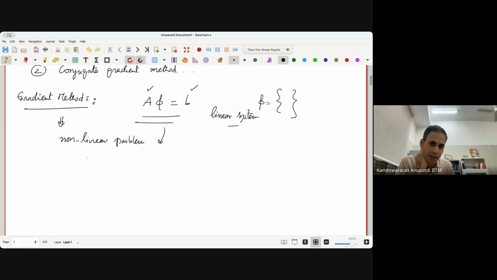They construct another non-linear problem from A phi equal to b. So they construct something known as a function, a function Q, which is a function of phi. Although I am not explicitly writing anything here, you all realize that phi is actually a vector. When we write A phi equal to b, we know that phi is a vector, b is a vector, and A is a matrix.